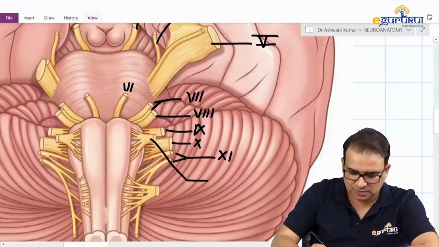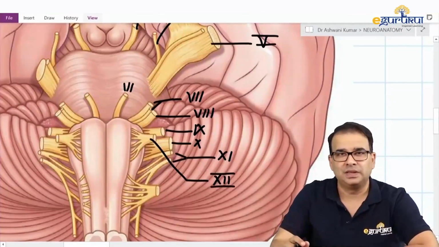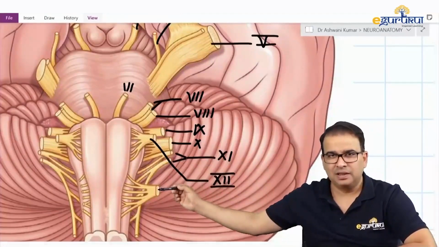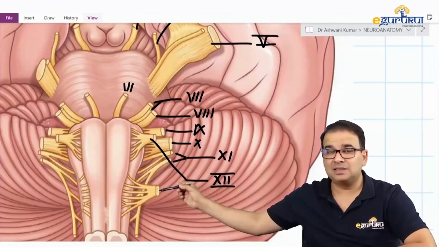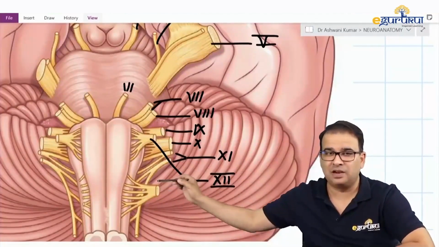And this nerve here, which is between pyramid and olive, is the 12th nerve or hypoglossal nerve. That is hypoglossal nerve. Now please don't get confused with this nerve over there. Well, that's not a cranial nerve. That is a spinal nerve. That's the first cervical nerve.